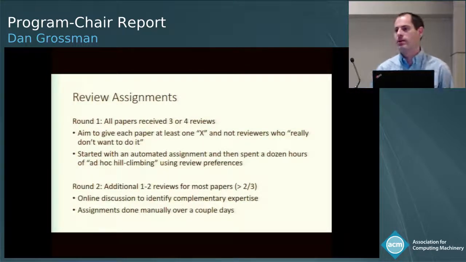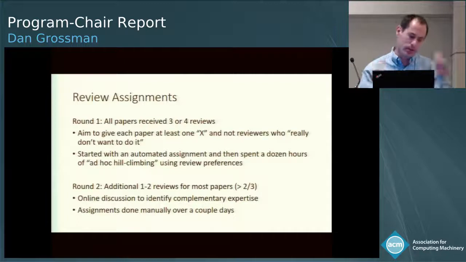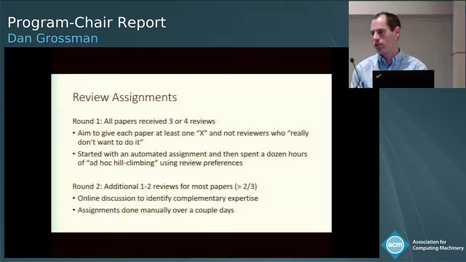Then I spent probably a dozen hours over a couple days doing what I refer to here as ad hoc hill climbing, to try to basically on a per paper basis, as well as sometimes on a per PC member basis, create something a little more rational, subject to load balancing and all these sorts of things. But in fact, one of the huge benefits of having a second round where additional reviews are assigned is that the round 1 review assignment doesn't have to be quite as good, right? You want to be as good as possible, but you know you have round 2 coming.